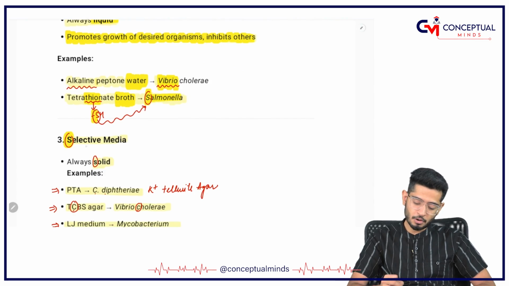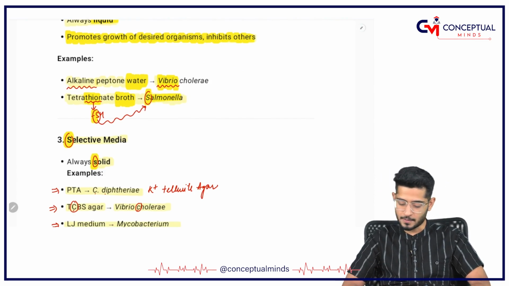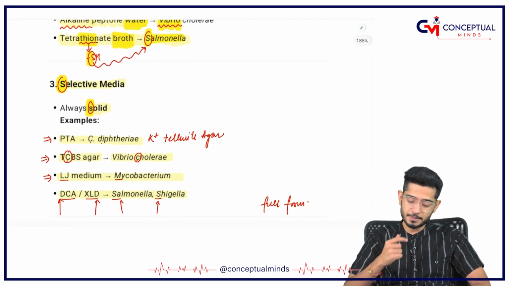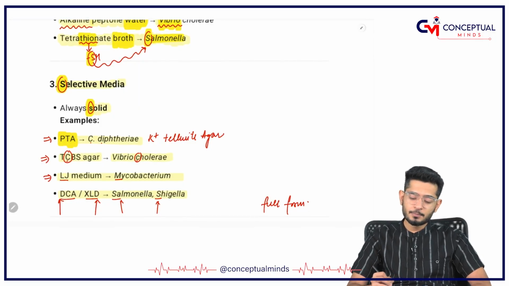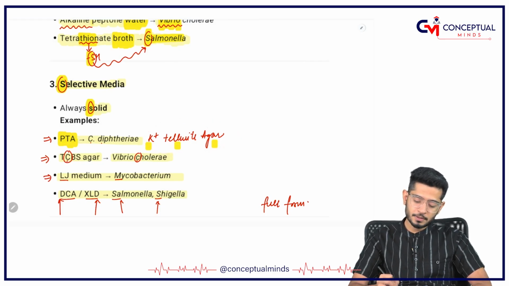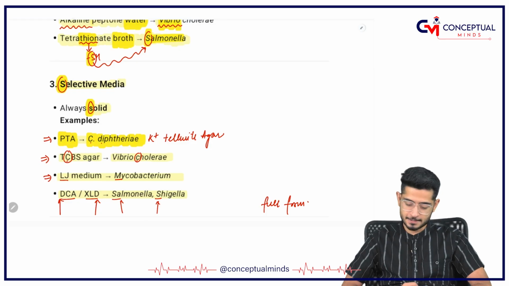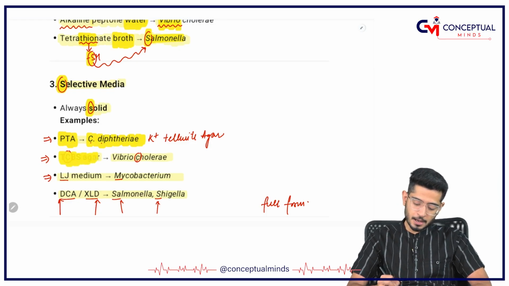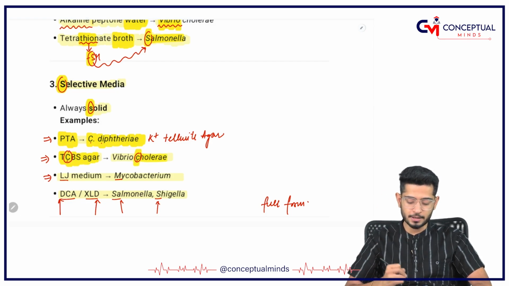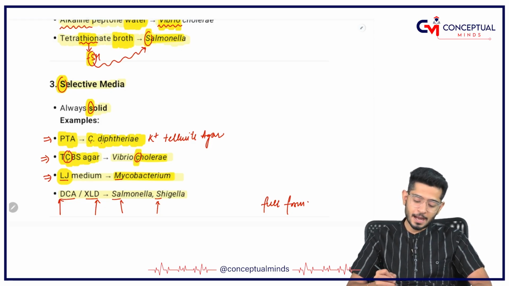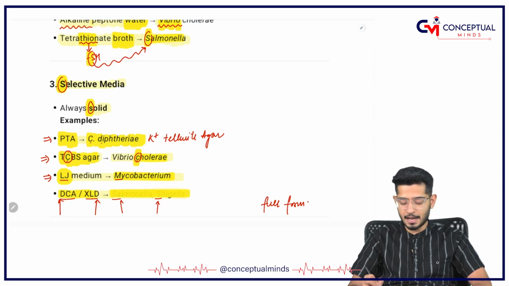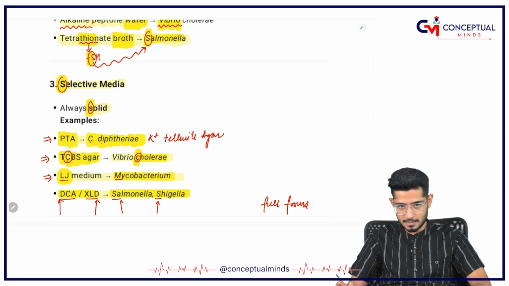Coming to selective media, remember all the selective media, S for selective, S for solid, are all solid. Let's have an example. PTA media, potassium tellurite agar, is for diphtheria. You got it? TCBS agar has C, so Vibrio cholerae. LJ media is for Mycobacterium. And DCA and XLD media are for Salmonella and Shigella. Full forms we will discuss while discussing the bacteria one by one.